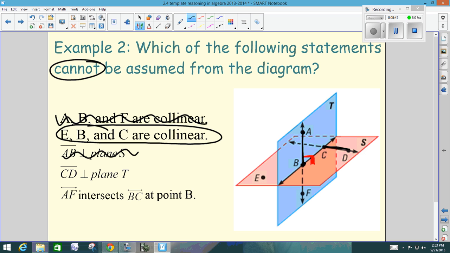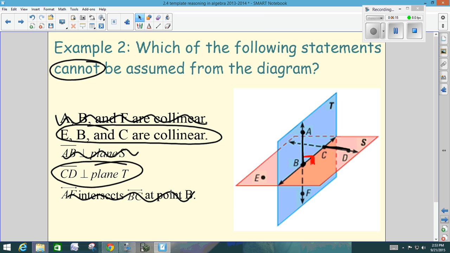And there's also no right angle mark saying that they're forming right angles, so I can't assume that. It's kind of like that first quiz you took and said, is this a right angle? We should have said no because it wasn't marked. And your last statement, line AF intersects line BC at point B. Can we assume that? Sure. AF intersects BC at B. So yes, we'll cross that off.